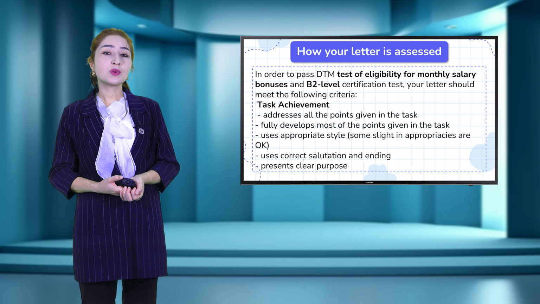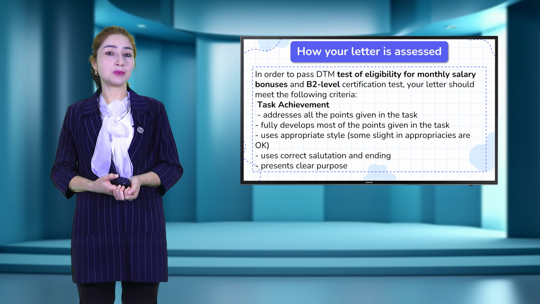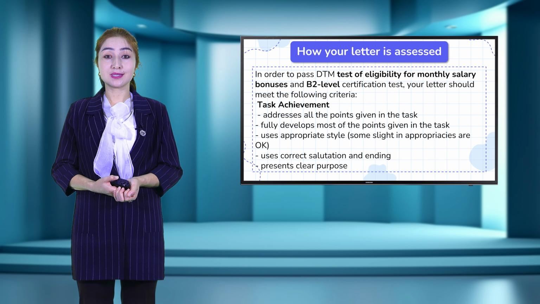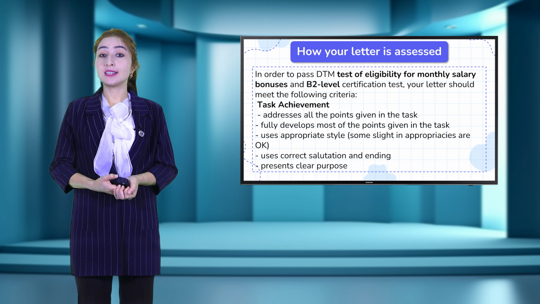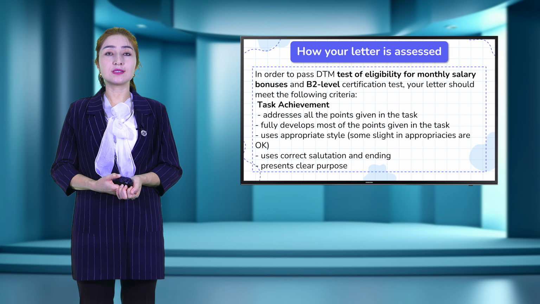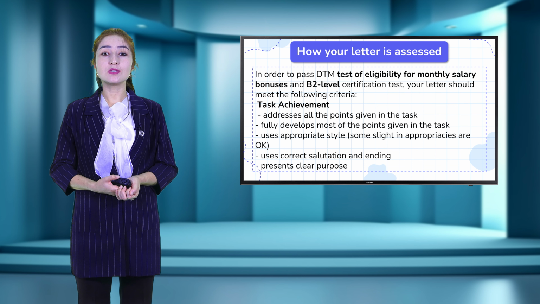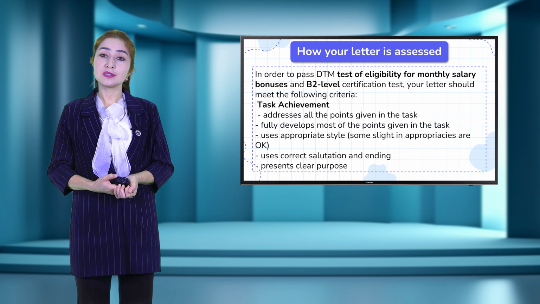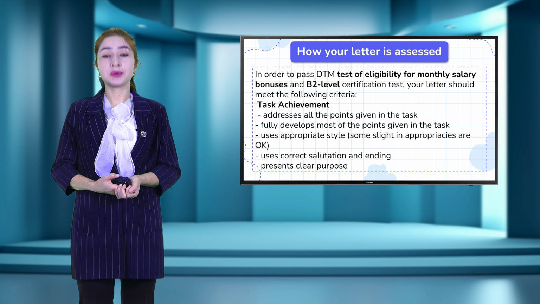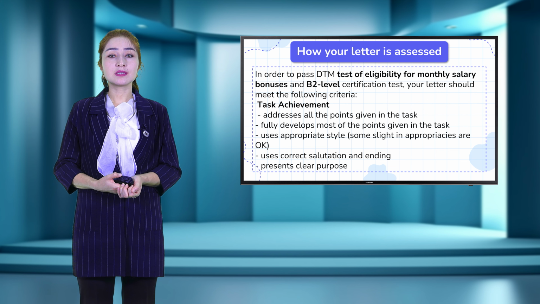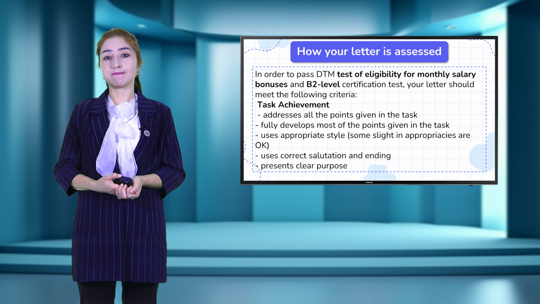The first one is task achievement. So what is task achievement? In task achievement, you address all the points given in the task and fully develop most of the points given in the task also. You must consider this point. Next, you must use an appropriate style. You can use the correct salutation and ending, and present a clear purpose.